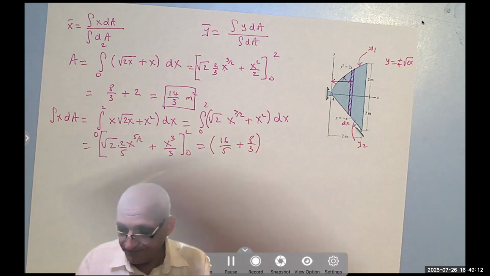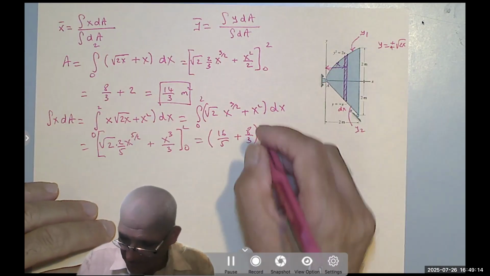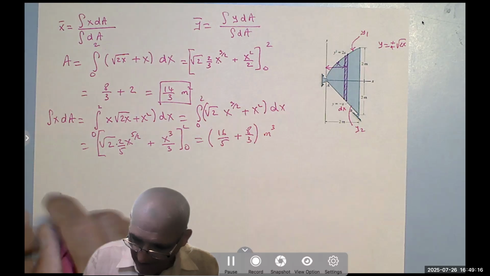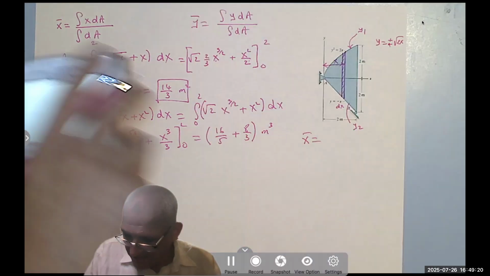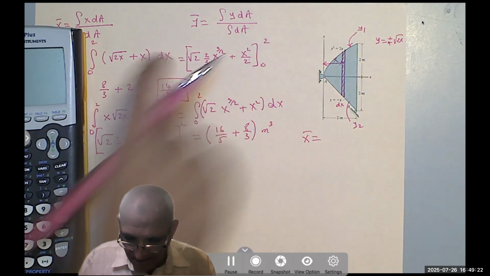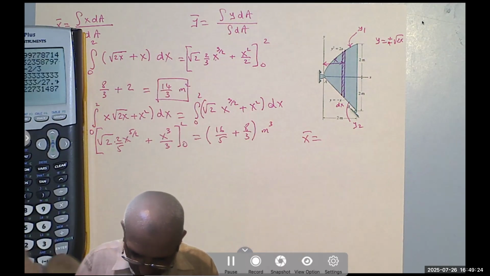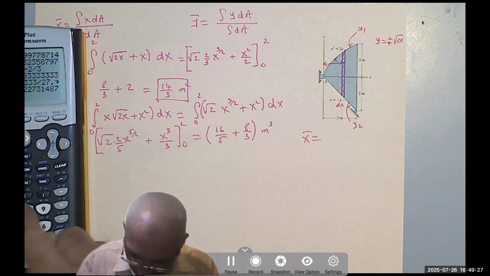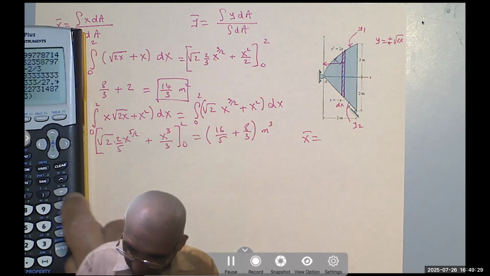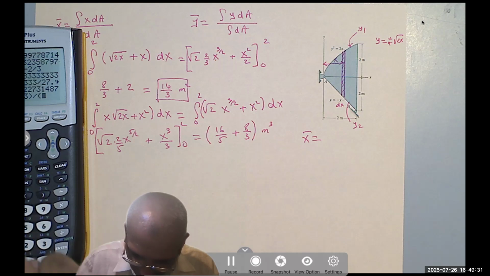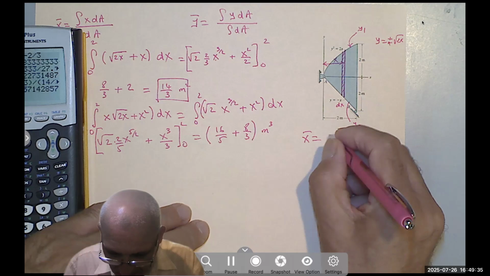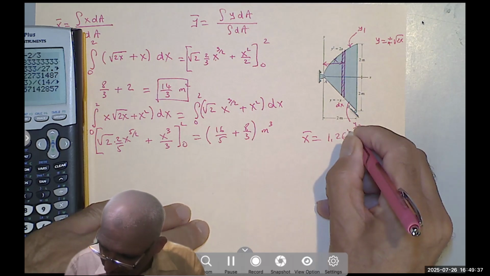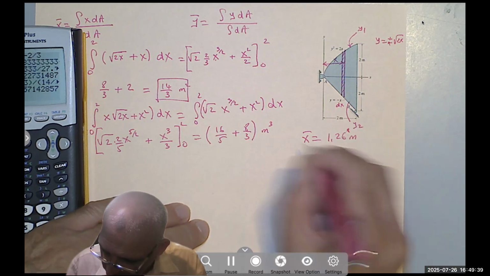cubic meter. I don't care about that, but then finally I get x bar by dividing this number by the area. So 16/5 plus 8/3 divided by 14/3. I get 1.26 meter. I was going to write inch.